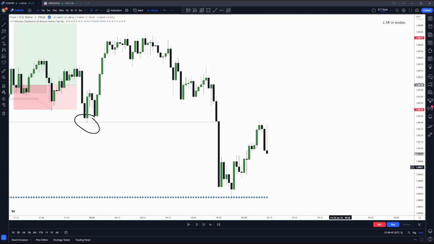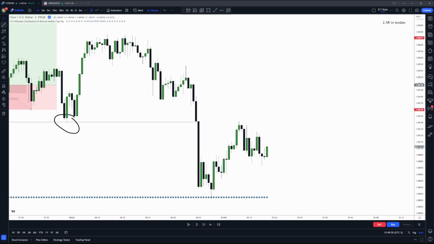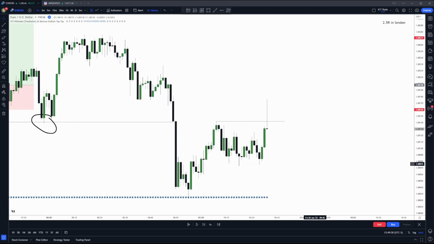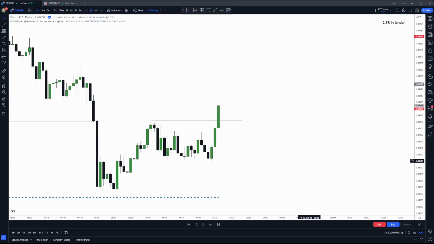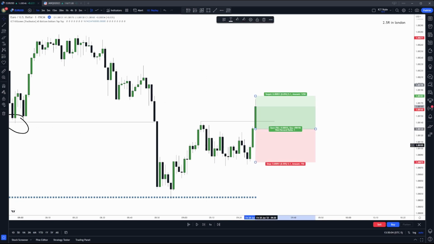Structure is starting to form. So what I'm looking at right now is this point. If we break that, I'm really interested in taking a trade. And we did, with decent displacement as well. So as for the trade itself, I will probably set my entry right here.